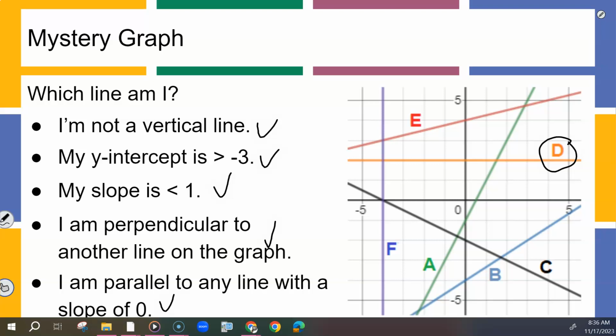When I did this with another class, they thought one of these ones, I don't remember which one. I want to say E, because it's not a vertical line, the y-intercept is greater than -3, the slope is less than 1 because it would be a fraction. It's not necessarily perpendicular though, it's intersecting, but it's not parallel to another one. Right, so that was a refresher on some of the stuff that we just talked about last class.